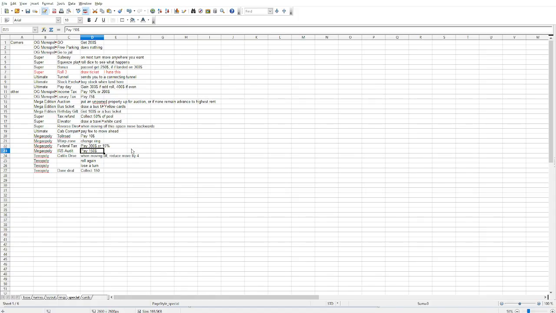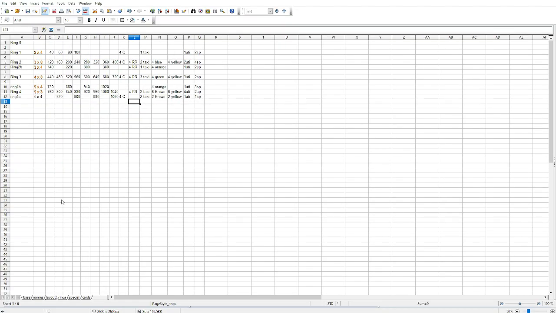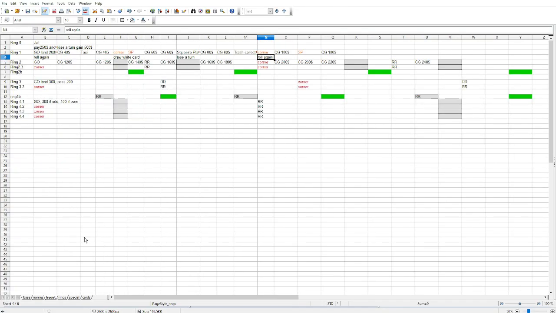The start spaces in Megaopoly have different values depending on which ring they're in. It's like regular is 200, of course. The inner ring is only 100, and the outer ring is 400. So I decided I wanted to borrow from that idea because I liked it. I thought it was a great idea. So I defined the start spaces on the board as having different values, which I did actually write out in here.